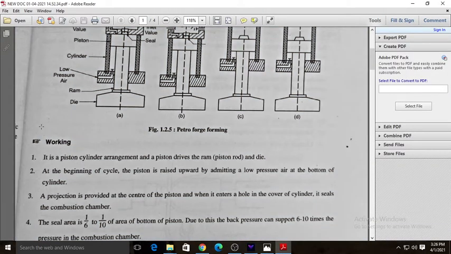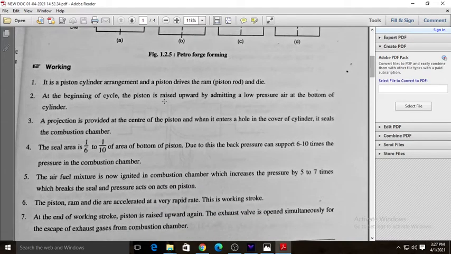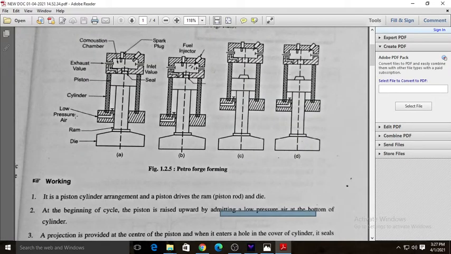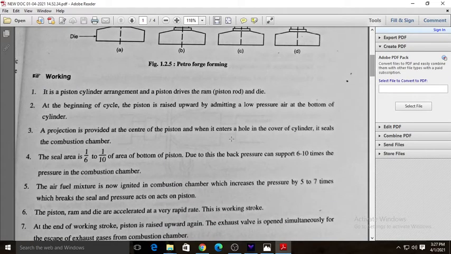Now we are seeing the working of this petroforge forming process. In it a piston cylinder arrangement, and a piston drives the ram, piston and die are present. At the beginning of the cycle, the piston is raised upward by admitting low pressure air at the bottom of the cylinder. Here you can see this is the entry for the low pressure air which moves the piston or ram in the upward direction. A projection is provided at the center of the piston, and when it enters, a hole is covered of the cylinder. It seals the combustion chamber.